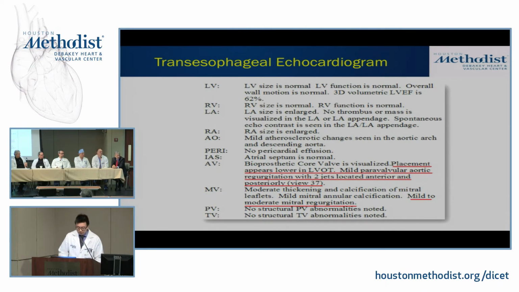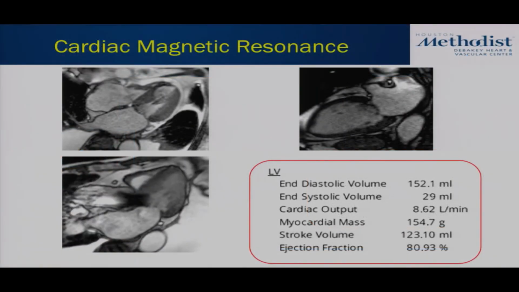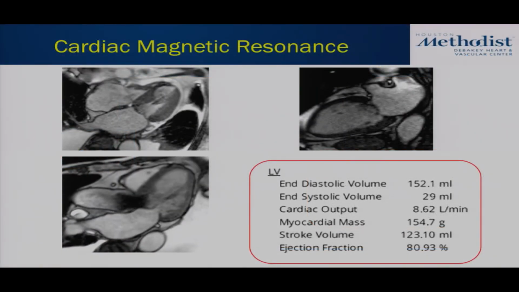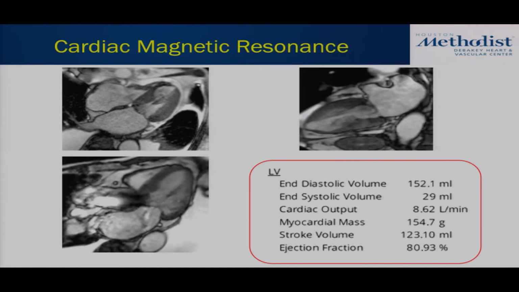To better assess the degree of paravalvular regurgitation, even though we concluded that it was mild paravalvular, there was a suspicion that it was worse, so a CMR was ordered for this. And here we can see 4, 3, and 2 chambers showing the core valve in place. When we measured it below the annulus, it was around 15 millimeters. The ejection fraction in this patient was quite robust at around 80% with a stroke volume of 120 milliliters.